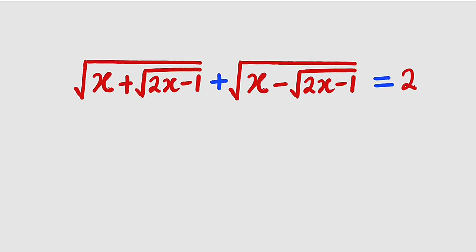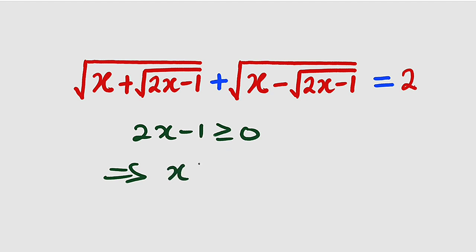So let's talk about domain. Let's start with this one. We don't want it to be negative, remember. So 2x minus 1 will have to be greater or equal to 0, which means what? If you take negative 1 to the other side and divide both sides by 2, we have x greater or equal to 1 over 2.